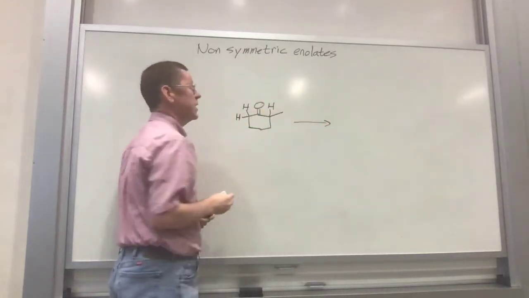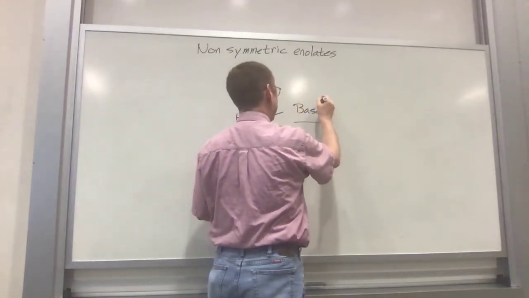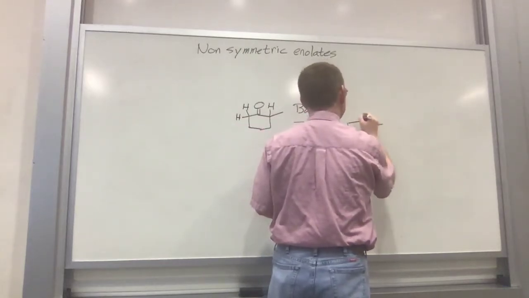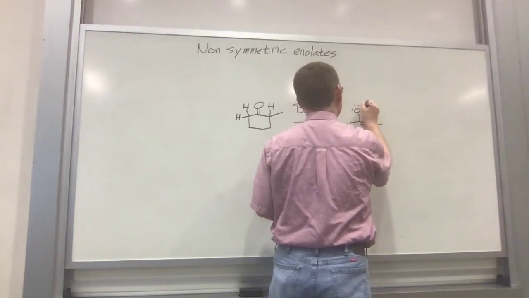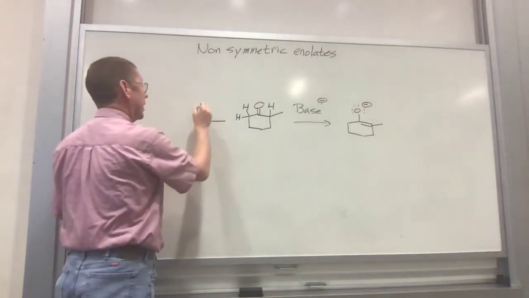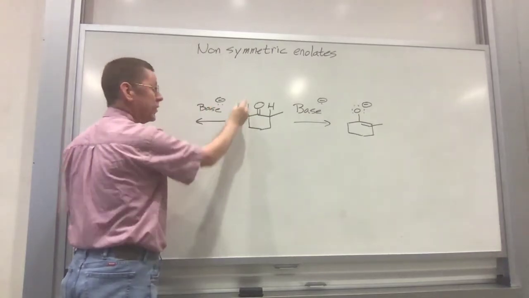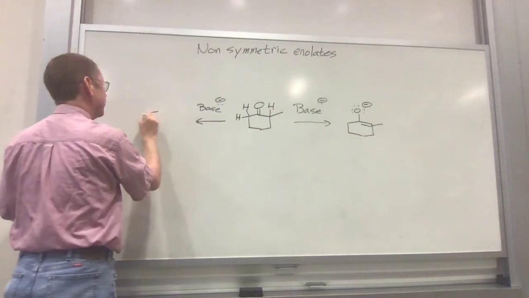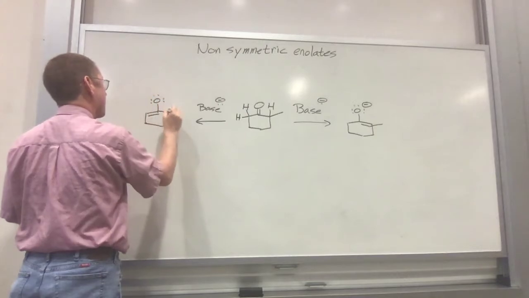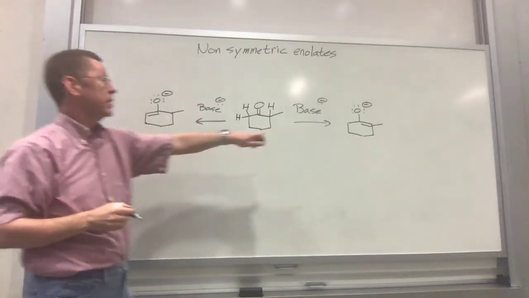I can react this side with a base, and I'm going to start off generic here. Remove that alpha hydrogen, and form this enolate. Or I could have my base remove either of these two hydrogens, and form an enolate in that direction, which is different from that enolate.